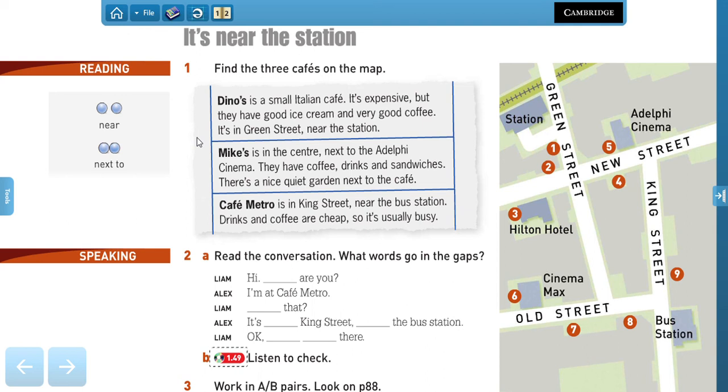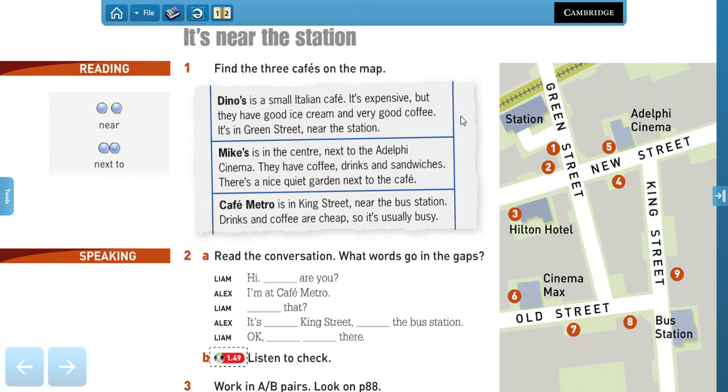I'm going to read with you, okay? Number 1 says, Dino's, a small Italian cafe. It's expensive, but they have good ice cream and very good coffee. It is in Green Street, near the station. So we're going to go to Green Street. Where is Green Street? Over here. And we're going to find the station. So which number is Dino's? Number 1, right? Dino's is number 1. It's near the station.